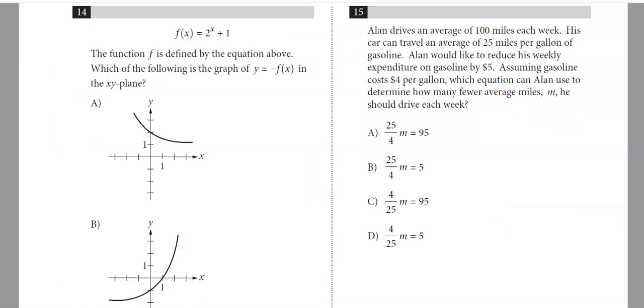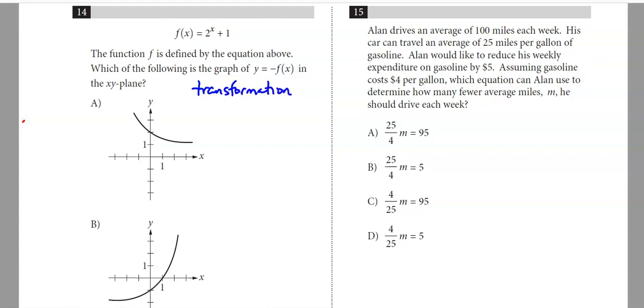Number 14, looks like we have a function here. It looks like it's exponential too. So f of x equals 2 to the x power plus 1. The function f is defined by the equation above, which defined as the graph of y equals negative f of x. All right, so this is basically what's known as a transformation.